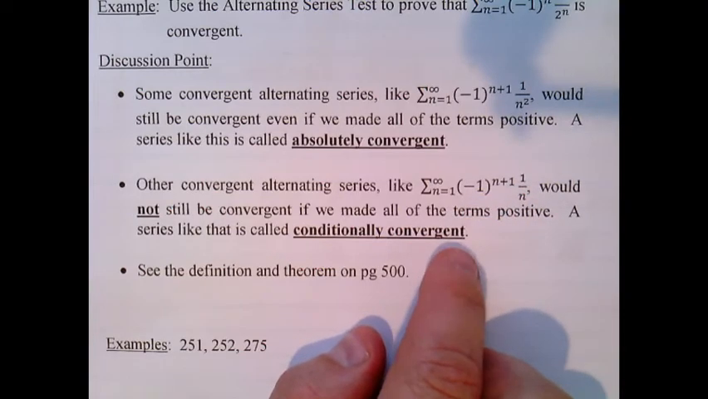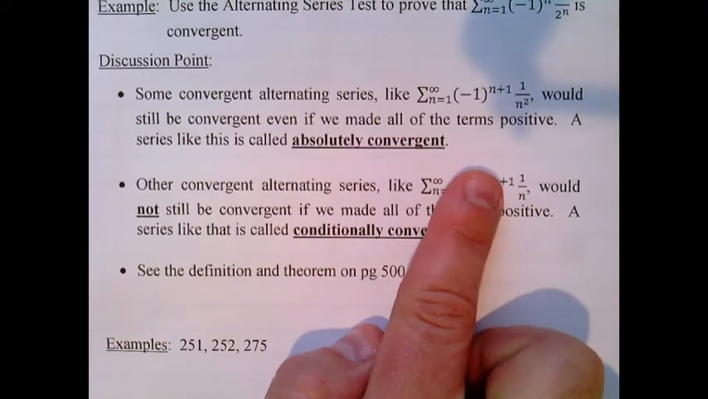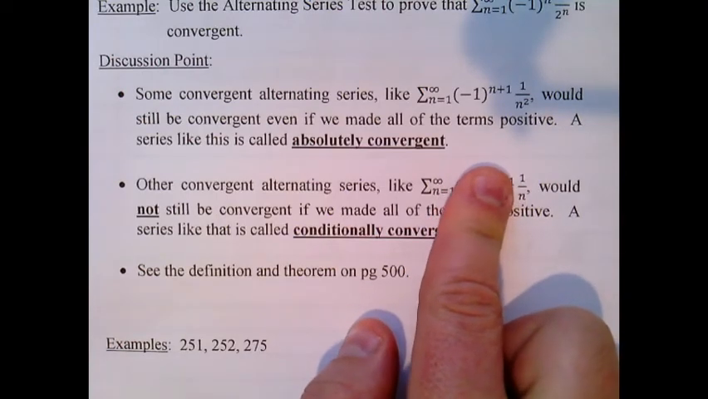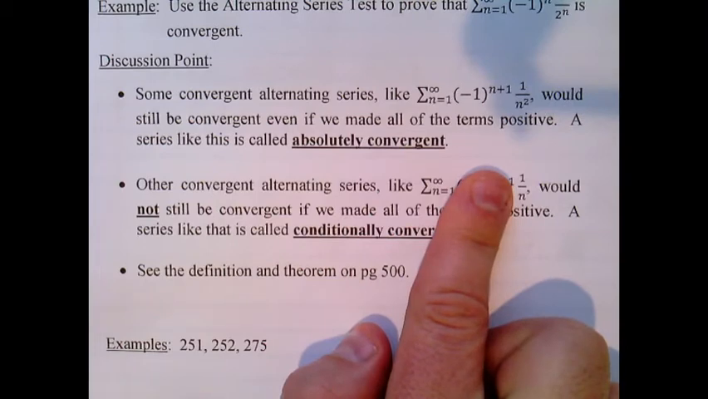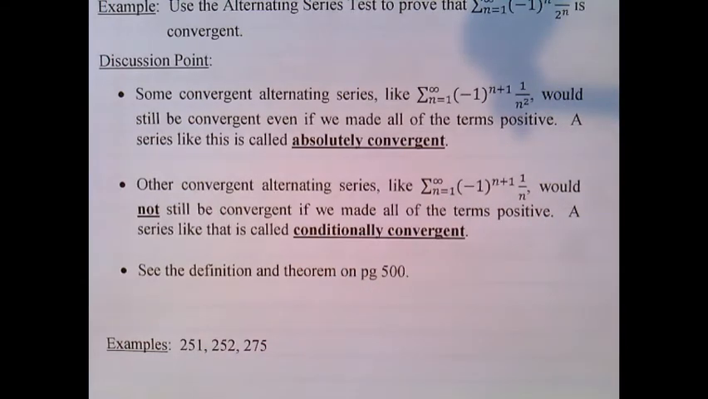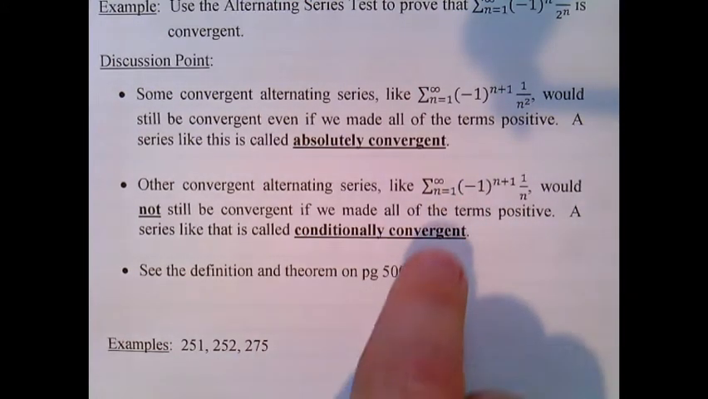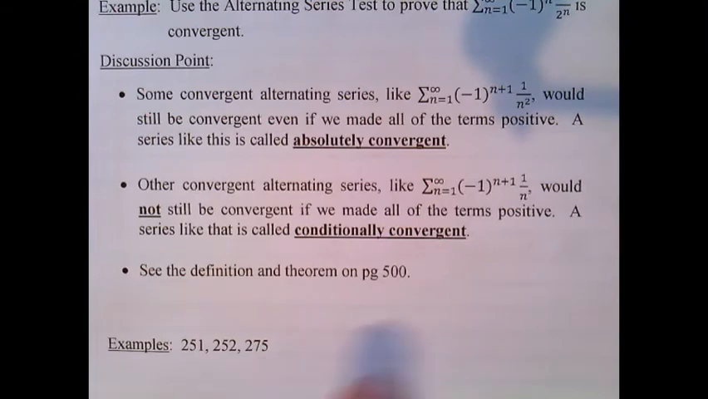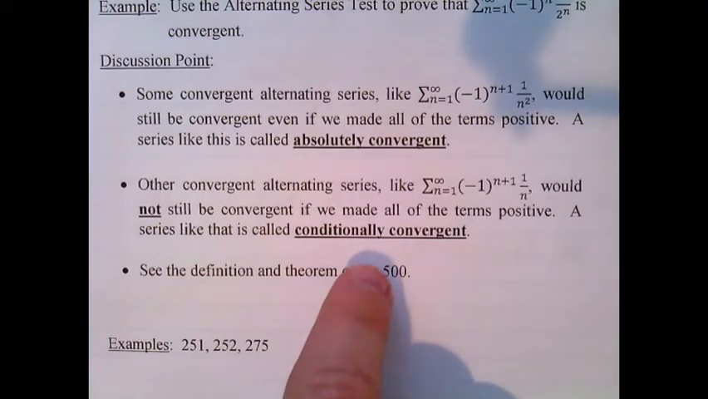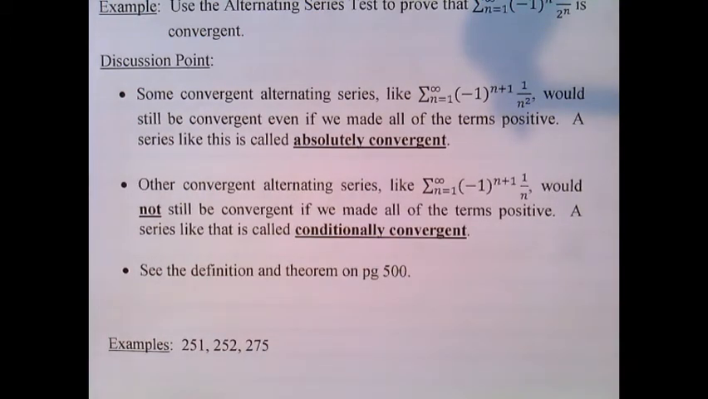But it wouldn't be convergent if we made all the terms positive. If we make all the terms positive, then it's a divergent p-series. It's the harmonic series. Okay, so this one is convergent as an alternating series, but it's not convergent if we make all the terms positive, if we take their absolute values. Okay, a series like that is what we call conditionally convergent. Alright, let's look at some definition and theorem in the book on page 500.